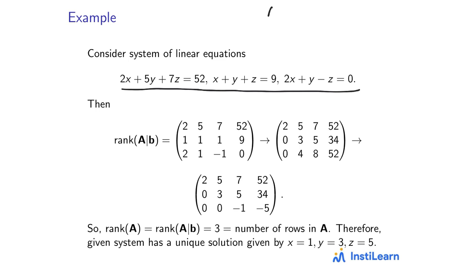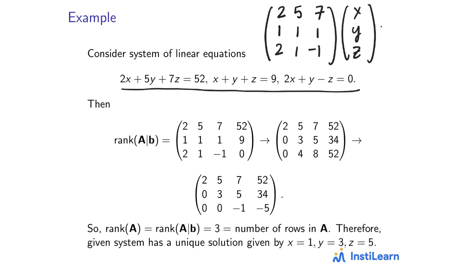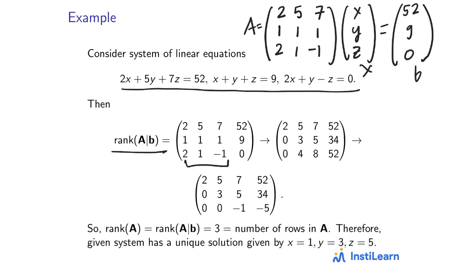So I can write it in matrix form like 2, 1, 2. These are my coefficients of x. Then 5, 1 and 1, and then 7 and 1 and minus 1. This acting on x, y, z, and then my b is 52, 9, 0. Okay, so if you can see, my augmented matrix would be my matrix A. This is my matrix A. This is x and this is b, and then I attach b to it, which is 52, 9, 0.